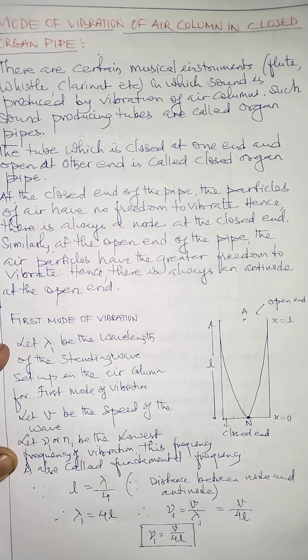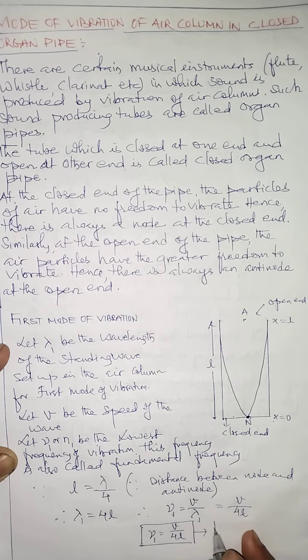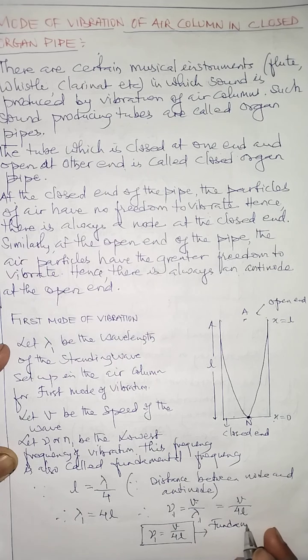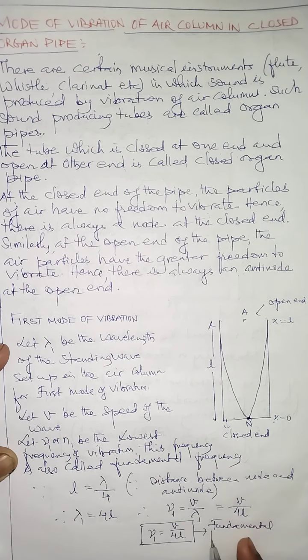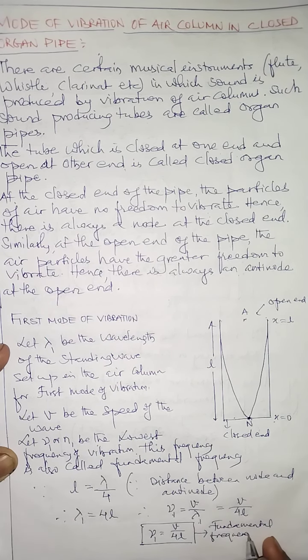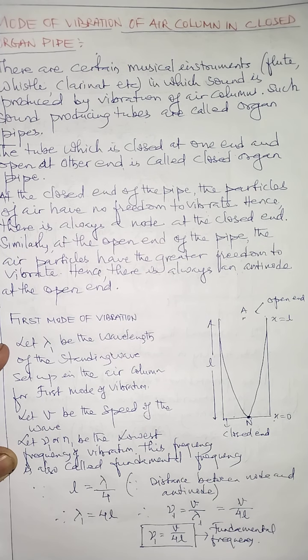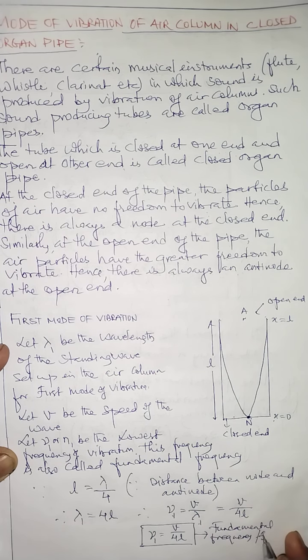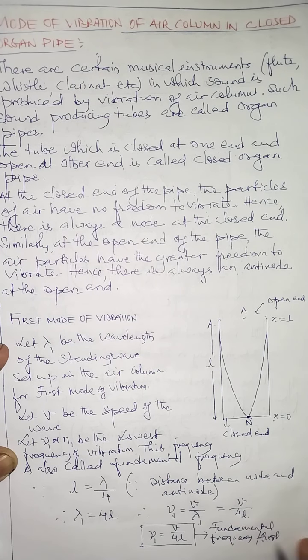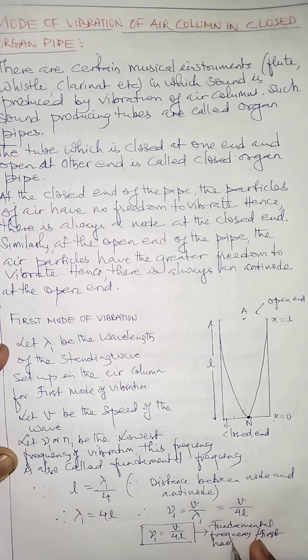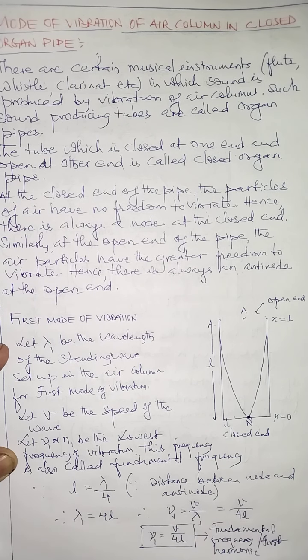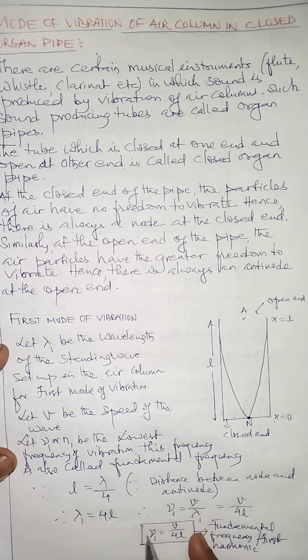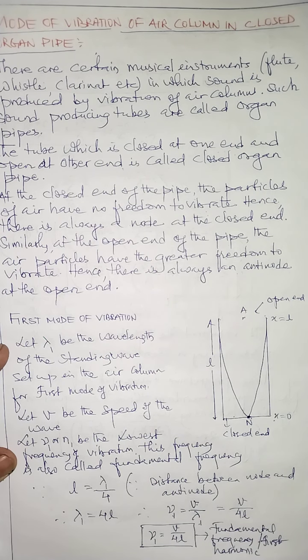Now this is the lowest frequency, and as I said, this frequency is also called the fundamental frequency. And this particular tone which you can hear in the mode of vibration of a closed organ pipe is called the first harmonic. So the first harmonic is obtained in the first mode of vibration with a frequency nu1 equals v by 4L.